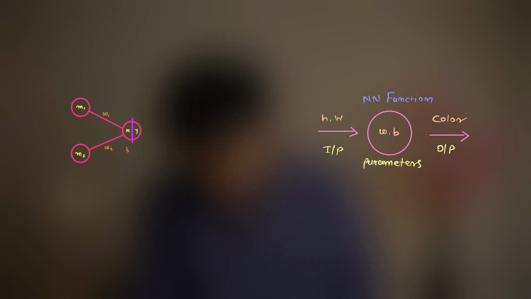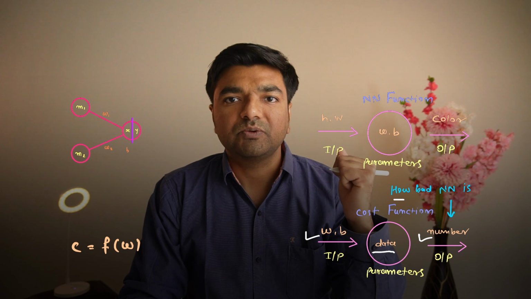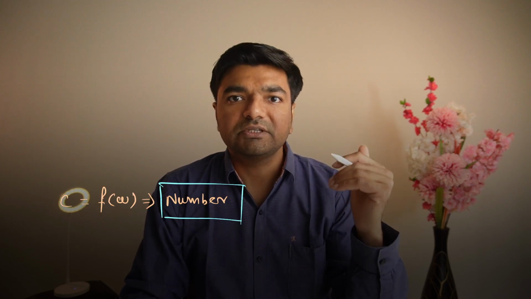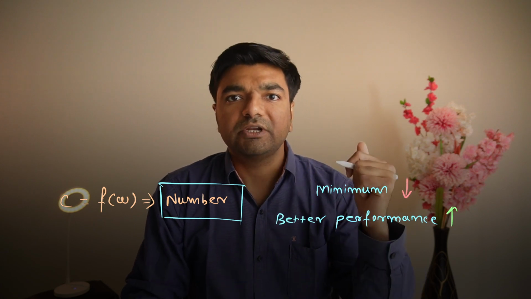Now remember this neural network. This neural network was taking height and width as an input, and it was giving color value as output. Weight and biases were acting as parameters in this neural network function. But the cost function is different. It is taking weight and bias as an input, actual data as parameters, and giving one number as output. And this number decides how badly our neural network is performing. If this number is big, then the neural network is performing badly. And if this number is small, then the neural network is performing well. So our goal is to reduce this number as much as possible.